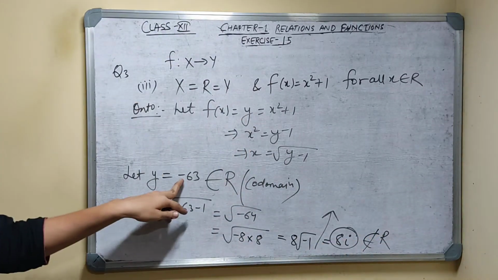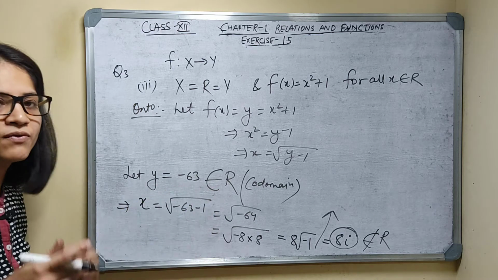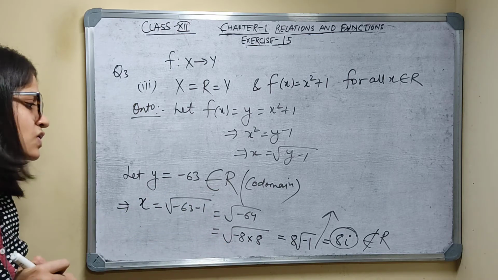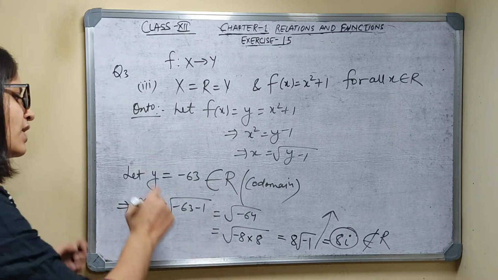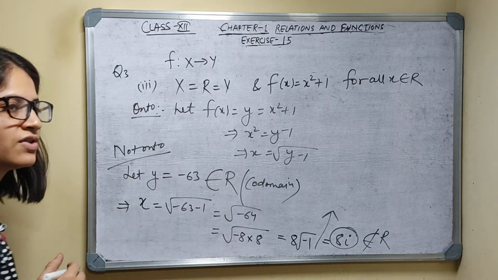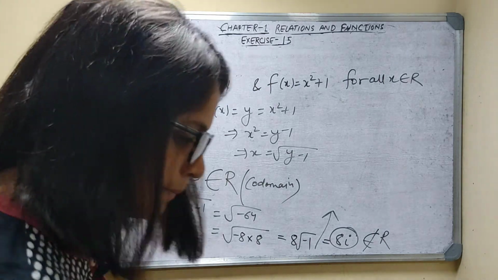So for y is equal to minus 63 belonging to R, which is a real number from the codomain, this is not a real number. So for this, a pre-image is not possible. So I can say the function is not onto. Is it clear? So the function is not bijective, not 1-1, not onto. Is it clear? Now question number 4.